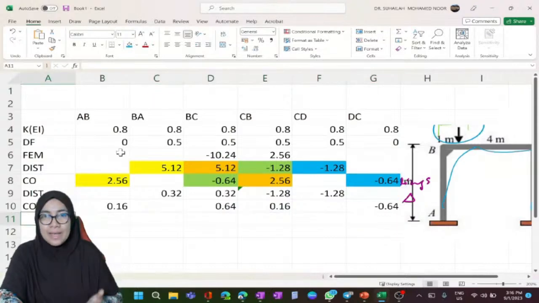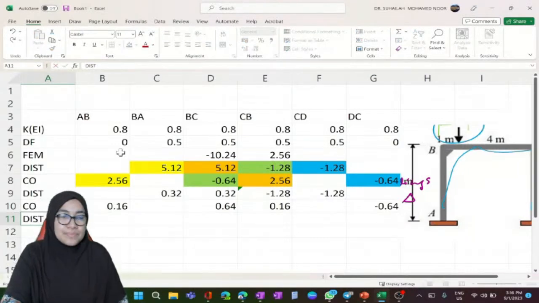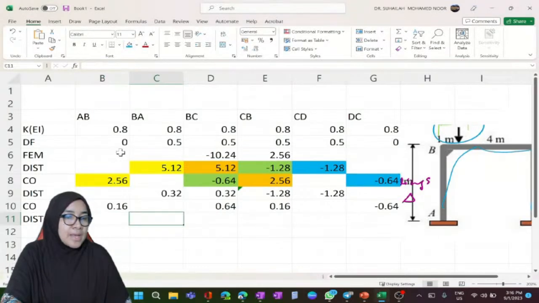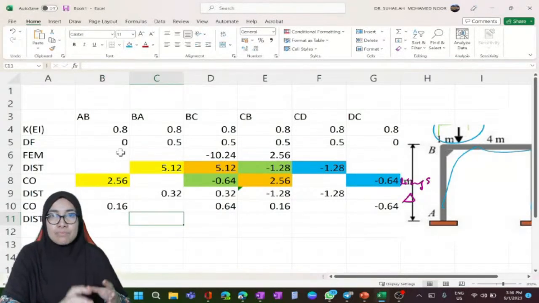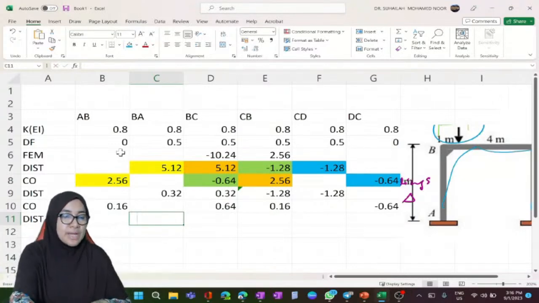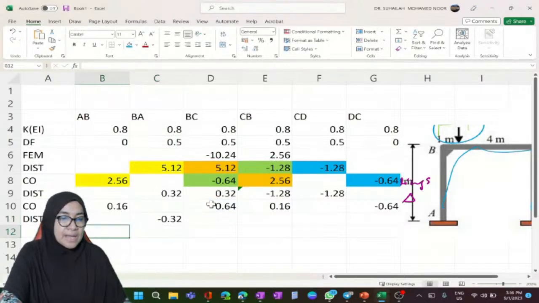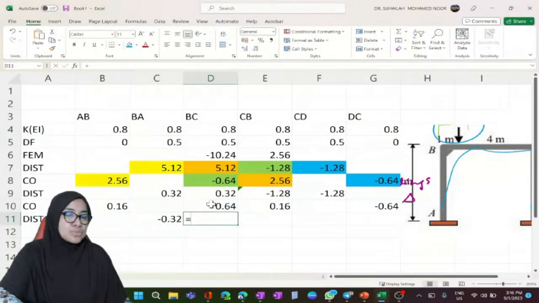Now repeat again for the next cycle, distribution. Because the distribution factor is 0, we don't get anything here. Then we move to BA. BA comes from joint B, so we have BA and BC as the joint moment. We put a negative so that it represents the joint moment, which is opposite to the member end moment. So it is 0 plus 0.64. We multiply with the factor, which is 0.5, so we get negative 0.3. We do the same.